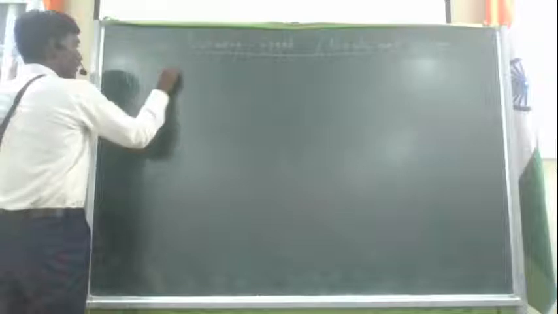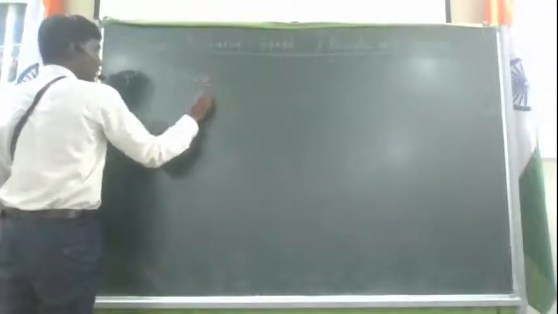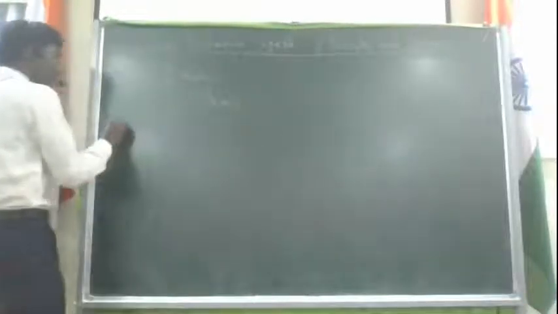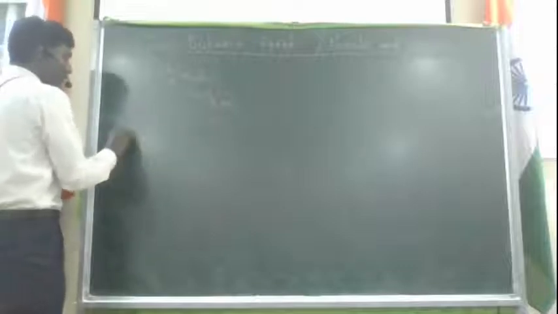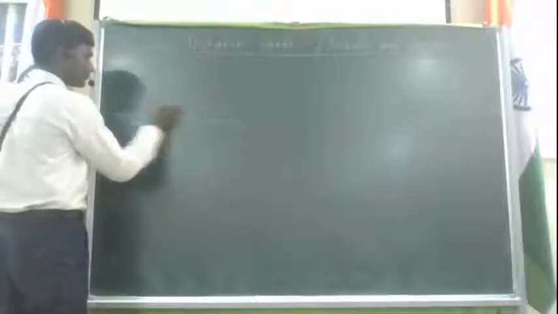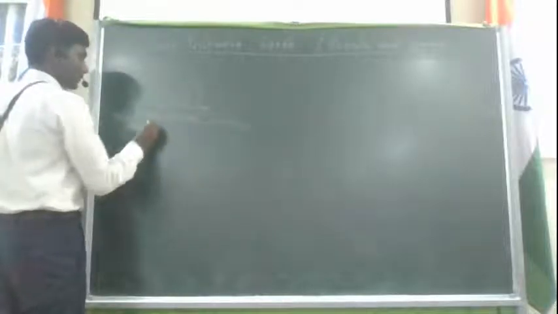Speed is equal to distance covered by time taken. Speed is always in kilometer per hour. If I want to convert into meter per second, I will multiply 5 by 18. So distance is equal to speed into time, and time is equal to distance by speed. These are the basic three formulas, right? Now let me explain boats and stream. If your concepts are clear, you will get the answer.